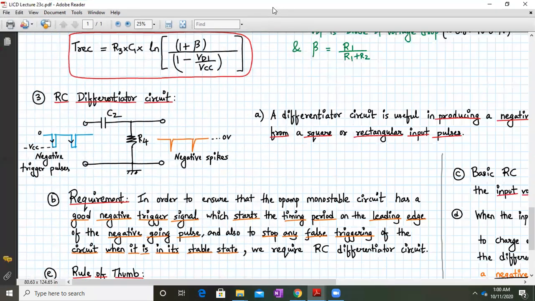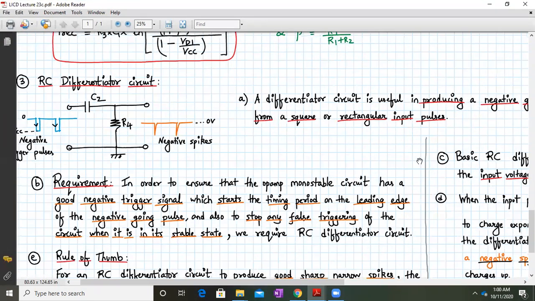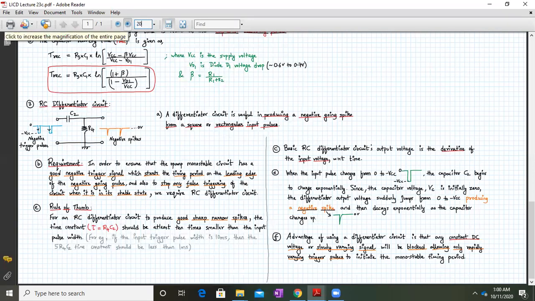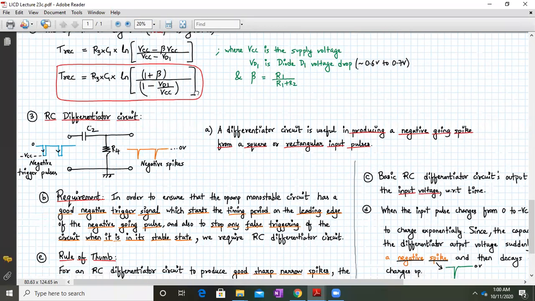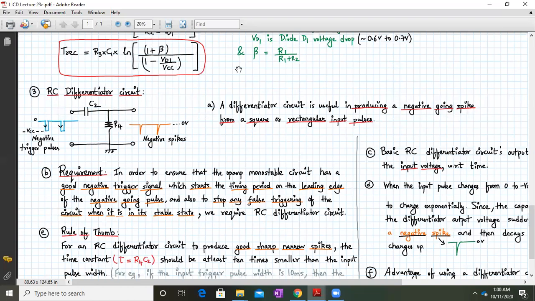So let me maximize this PDF now. I hope that these points are clear. Let me bring it to 20. So this RC differentiator circuit is useful in producing a negative going spike, as you can see over here, from a rectangular or square input pulse.